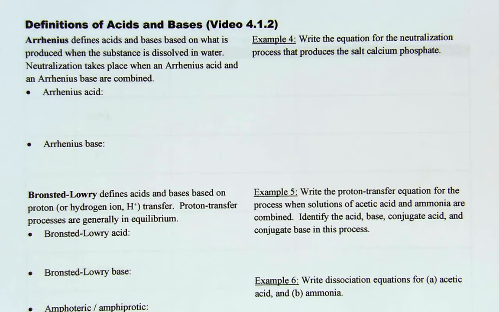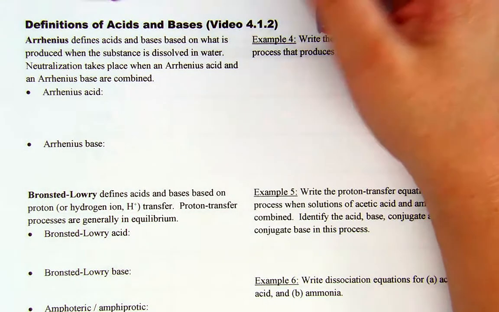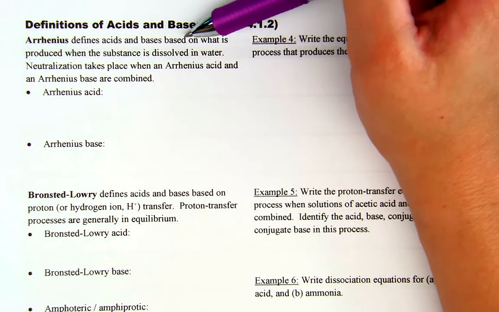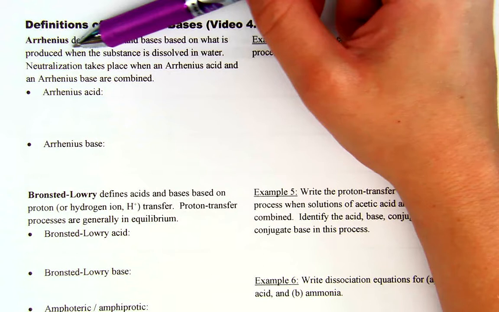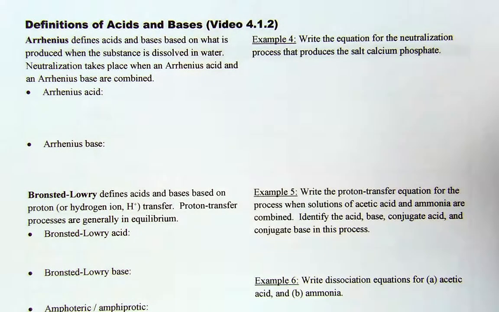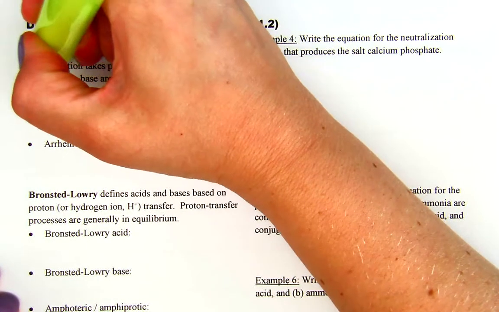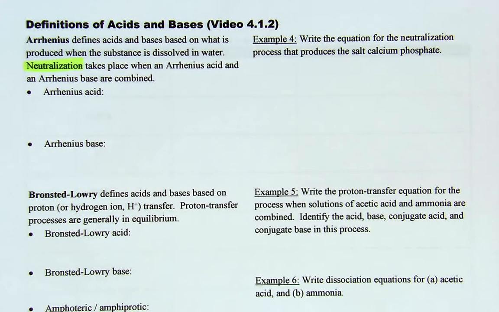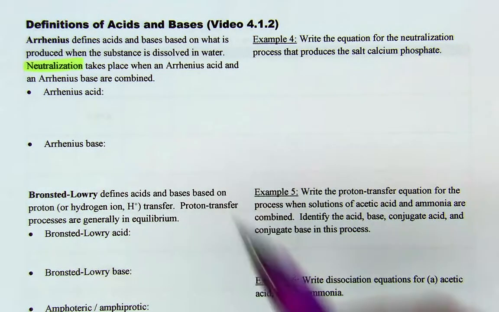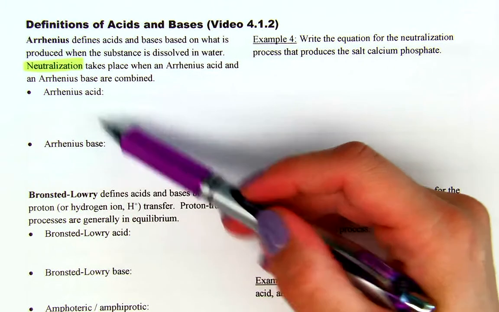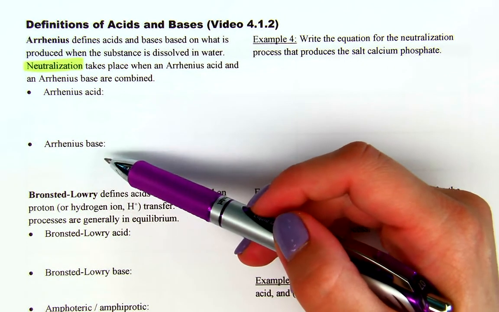Okay, so we're going to define first what an Arrhenius acid is. An Arrhenius acid defines acids and bases based on what is produced when the substance is dissolved in water. Neutralization takes place when an Arrhenius acid and an Arrhenius base are combined. So neutralization means you're going to produce a neutral substance. And when you combine an Arrhenius acid and an Arrhenius base, you do that to an extent.